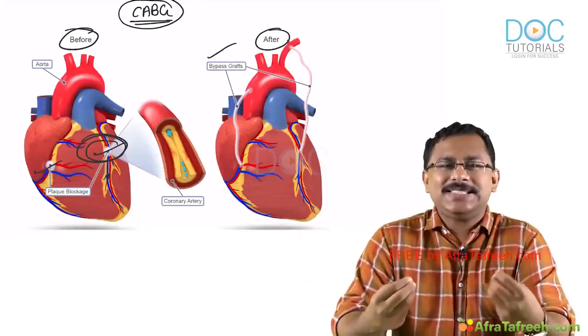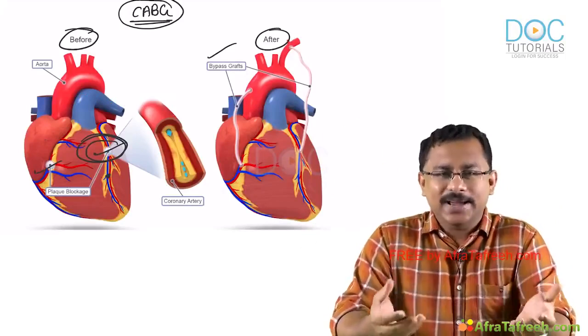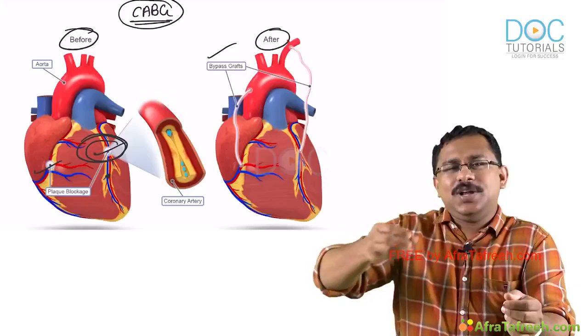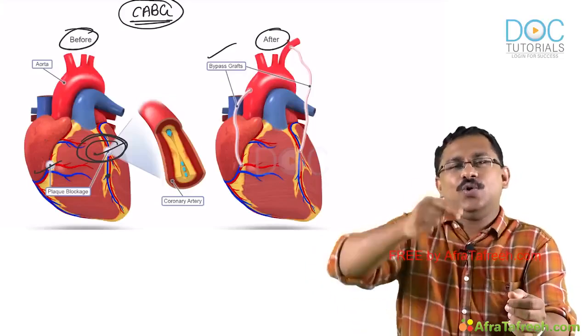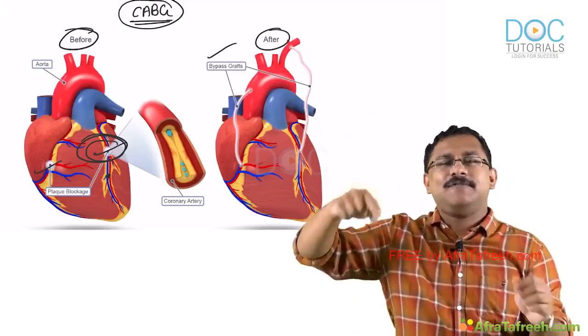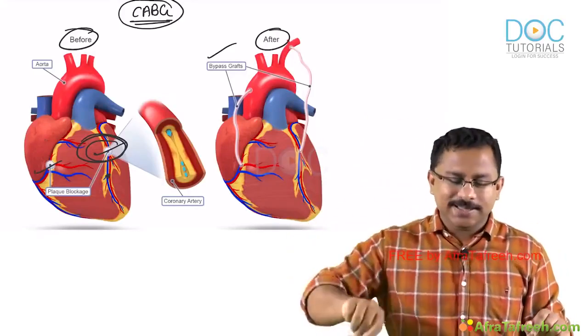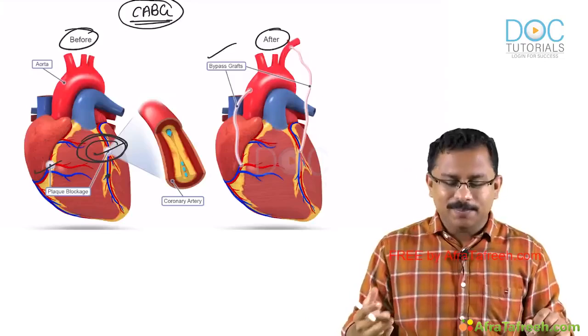The coronaries are receiving their blood supply from the aorta, and the vessel is actually being blocked. So what you will do, you will obtain a bypass from the aorta to the region of the coronary distal to the occlusion. That is what you do in a coronary artery bypass.